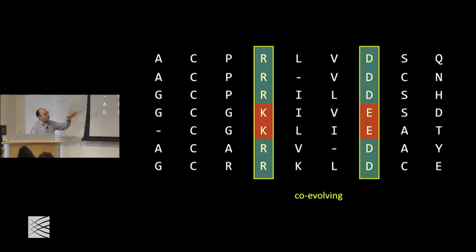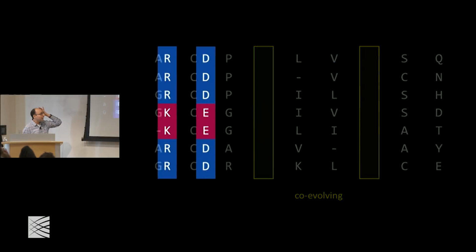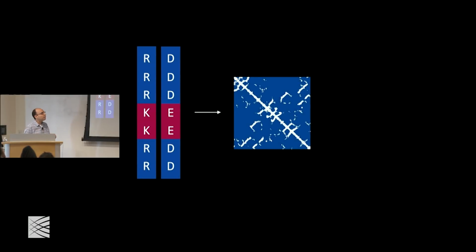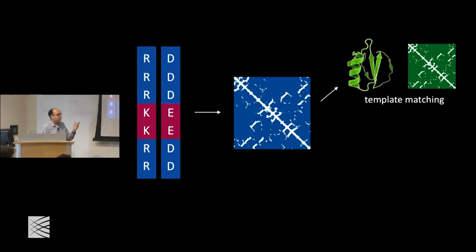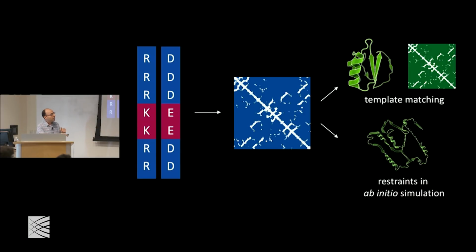So we have this sort of co-evolutionary picture, and then again, the idea is that you end up with this contact map that is either used to template match, so pick out structures from the PDB that look the same, and this is an approach that actually Sergey pioneered, or alternatively, like I said, as restraints in a Venusia simulation.